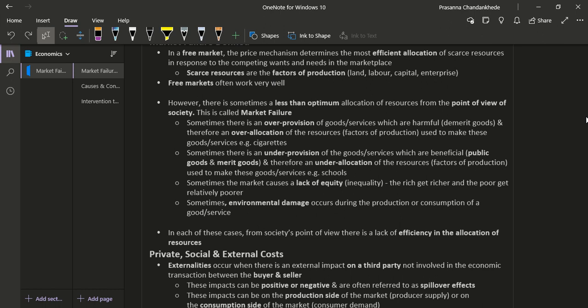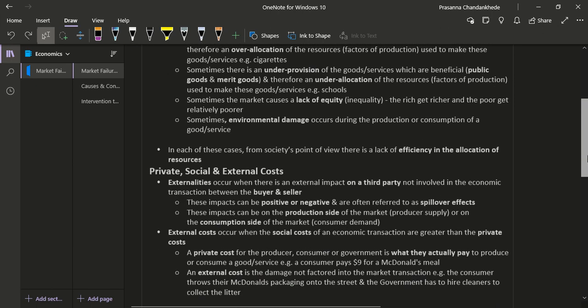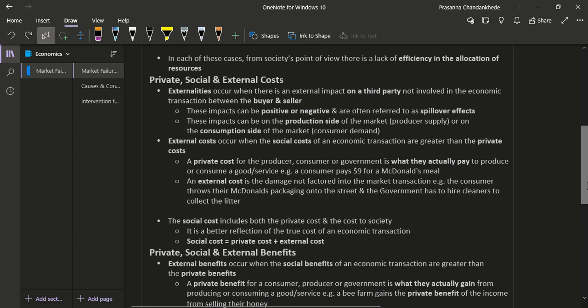Example, schools. Sometimes the market causes a lack of equity, which is inequality. The rich get richer and the poor get relatively poorer. Sometimes environmental damage occurs during the production or consumption of a good or service. In each of these cases, from society's point of view, there is a lack of efficiency in the allocation of resources. Private, social, and external costs.